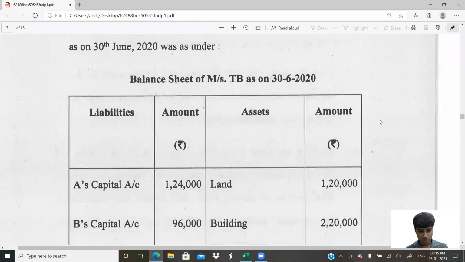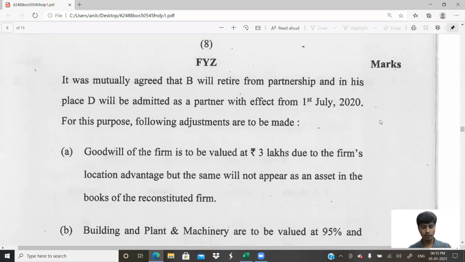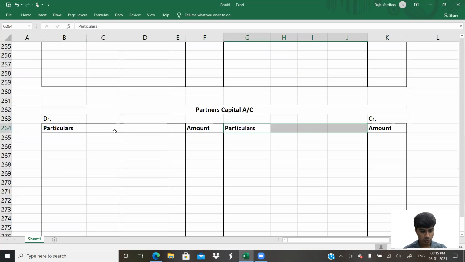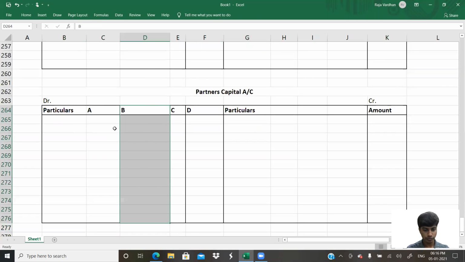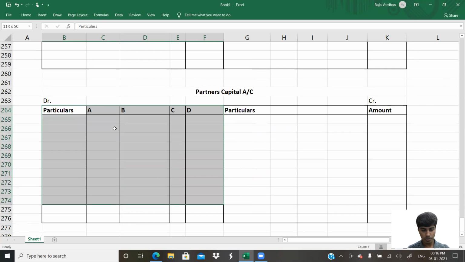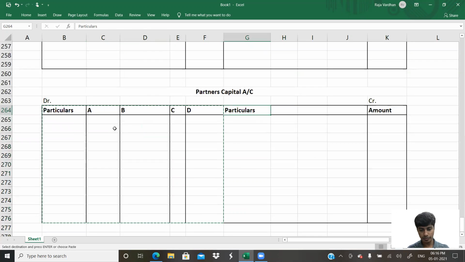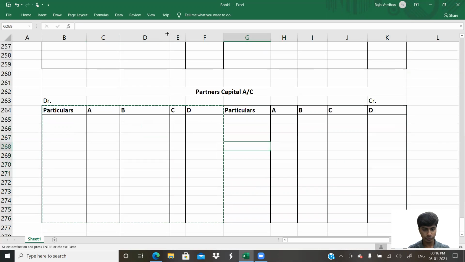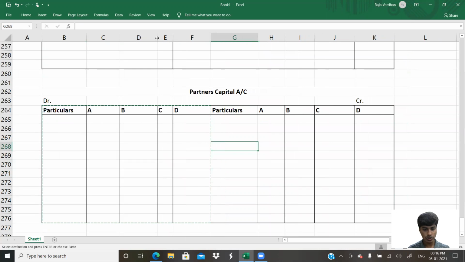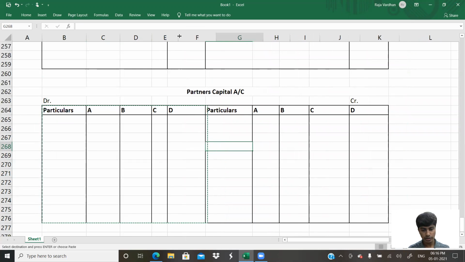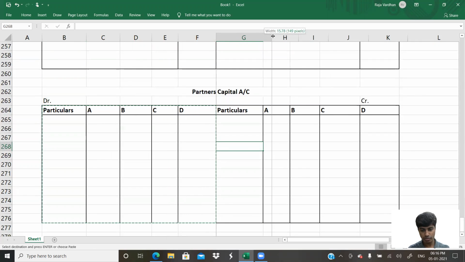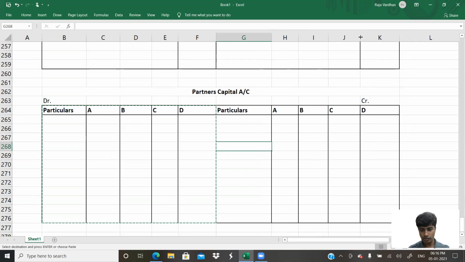Yes, partners A, B, C, A, B, C. Further, what I have? There is D here. So D admitted. D is being admitted. So we'll have four partners A, B, C, D. So what do? Copy whatever is there on the debit, paste it to the credit. Make this little small so that C can be made little big. Perfectly aligned. So here we have the format ready.